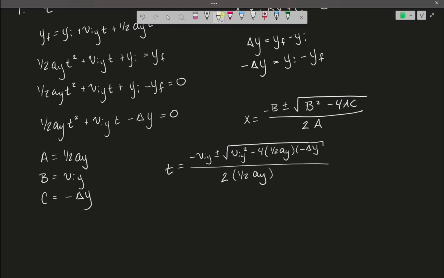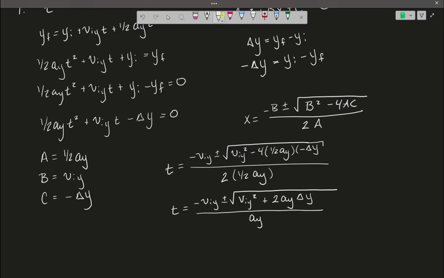So now I want to simplify this a little bit, get rid of my halves, and deal with this minus sign here. So this will give me time is equal to negative initial velocity in the y direction plus or minus the square root of the initial velocity in the y direction squared minus a negative, that would be plus 4 times 1/2 is 2, acceleration in the y direction times my change in y, all over the acceleration in the y direction.